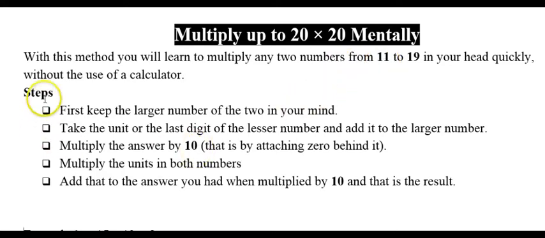And so here the trick is that we first keep the larger number of the two numbers, that is the multiplier and the multiplicand, in our mind. We take the unit or the last digit of the lesser number and add it to the larger number. We then multiply the answer by 10. That is, we attach 0 behind it. We then multiply the unit in both numbers. Add that to the answer, then we multiply the rest by 10, and so the result will come. Looks so complicated, it's a lot, but with practice you can do this. Let's see an example.